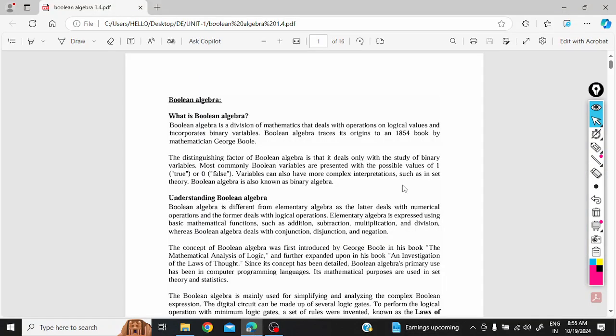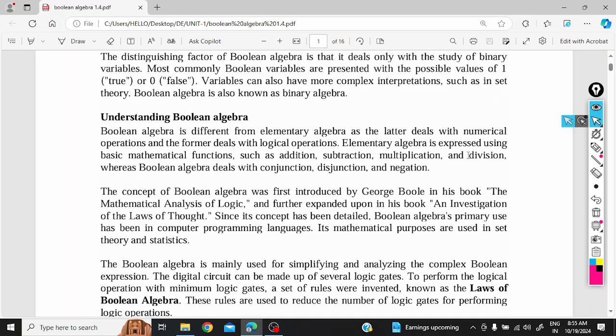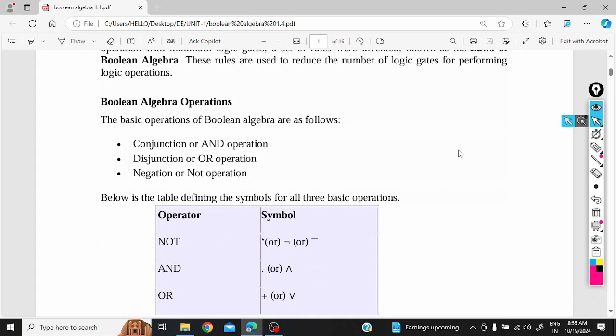Good morning, everyone. In this session, we are going to see what Boolean algebra is and how we are going to represent it. This is some of the theory related to Boolean algebra. Let's get on to the Boolean algebra, like what functions we are going to implement in Boolean algebra.